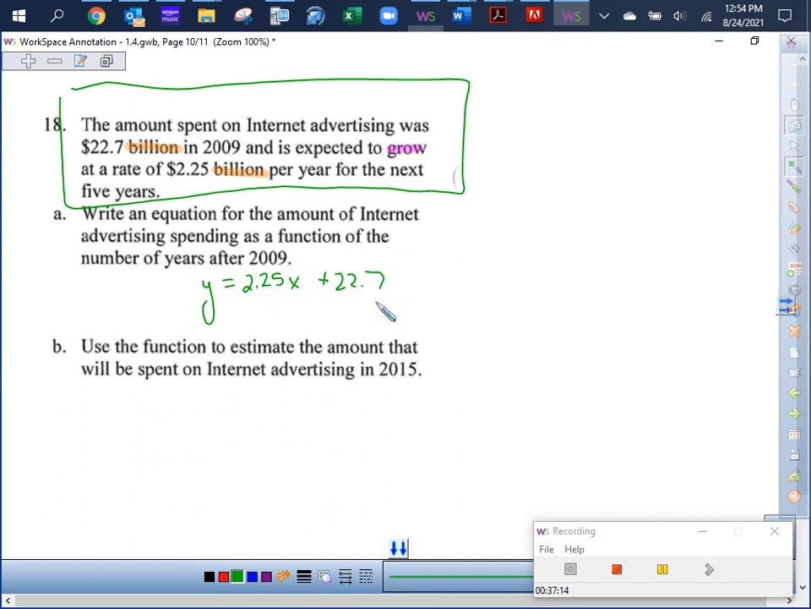Use the function to estimate the amount that will be spent on internet advertising in 2015. So here's what we've got to do. What does x stand for again? We kind of used x. What does it stand for?